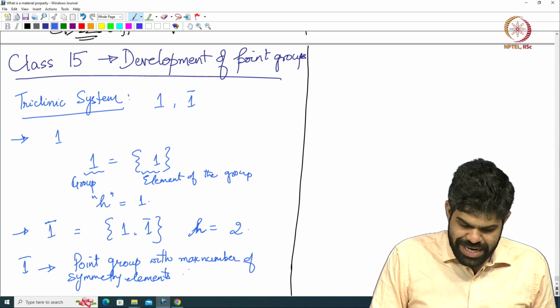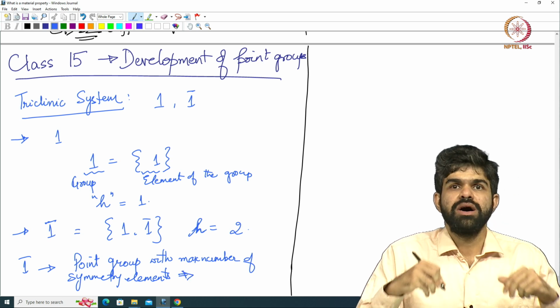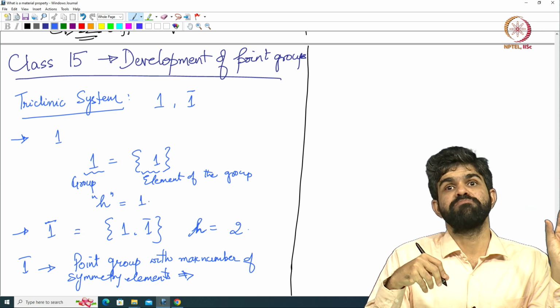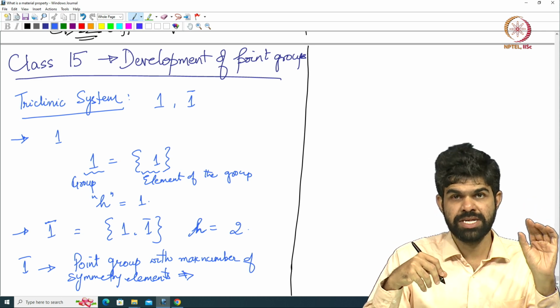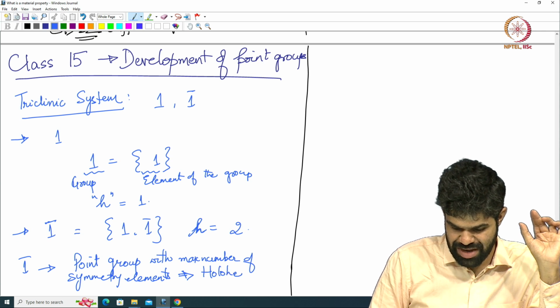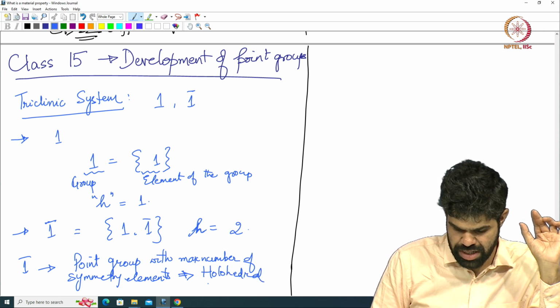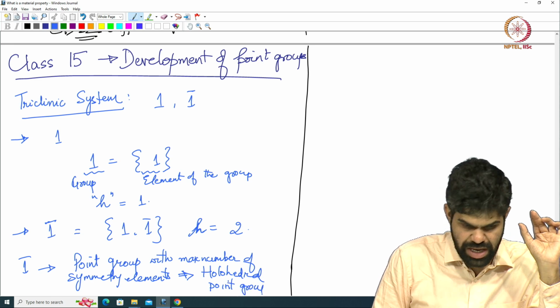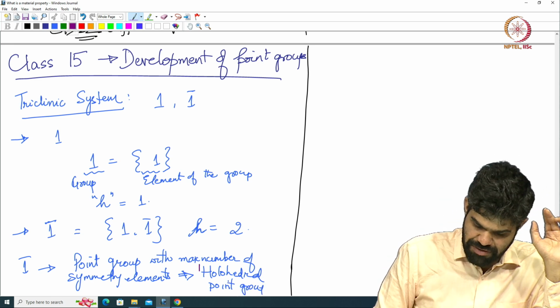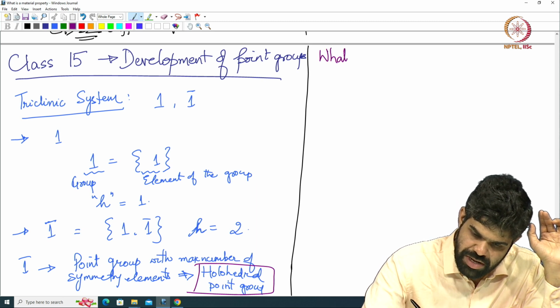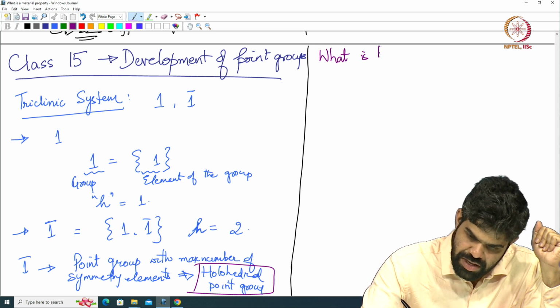Okay. In a given crystal system, the group that has the maximum number of symmetry elements is called a holohedral point group. Okay, this is just a definition, holohedral point group. Alternately, if I ask you the question, what is the holohedral point group of the triclinic system?